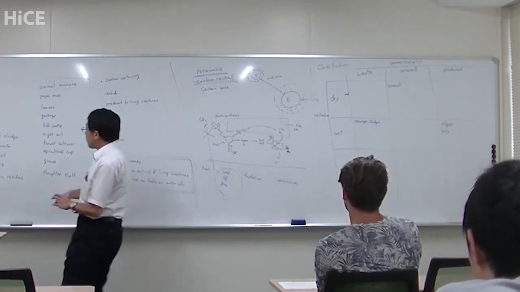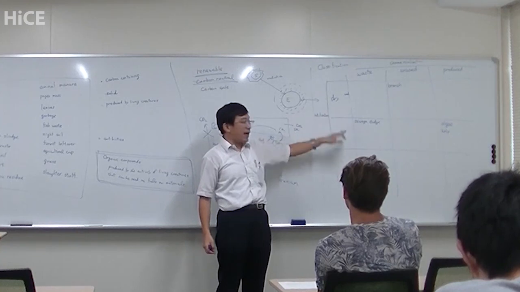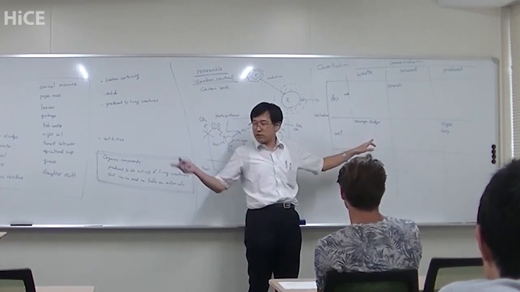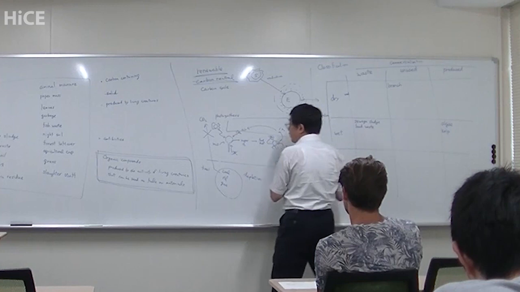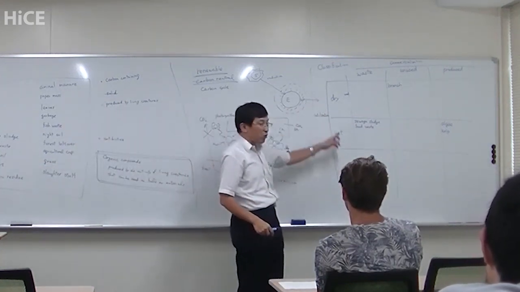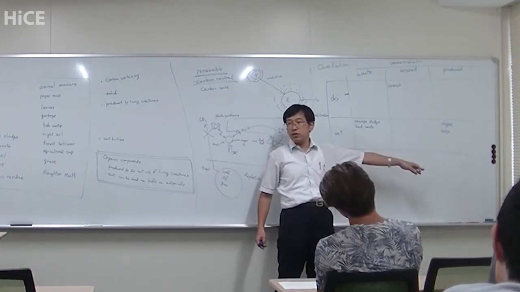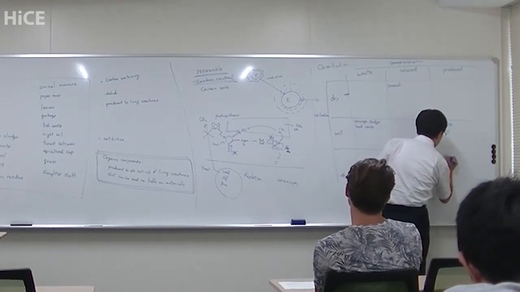Then, food waste. Is it dry, wet or other? Wet. And is it waste or unused? Of course, food waste. Then, plant oil. Is it dry or wet or other? Other, yes. And then is it waste or produced? Produced, yes. Plant oil.